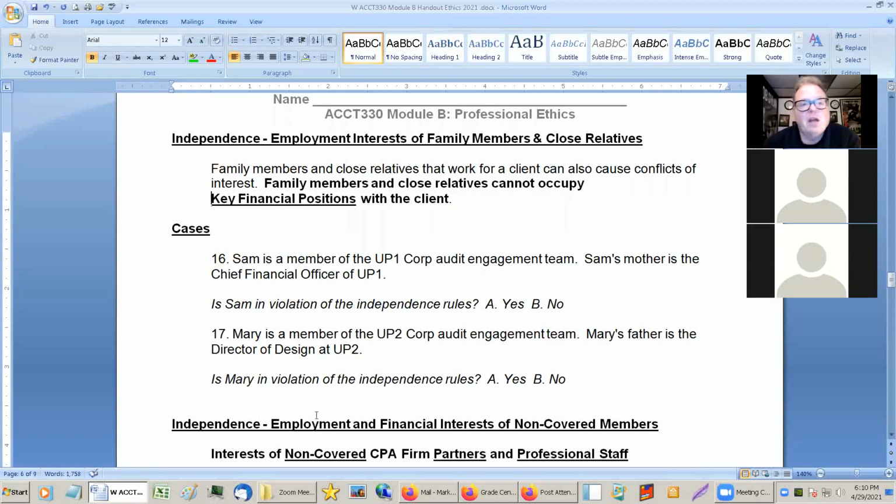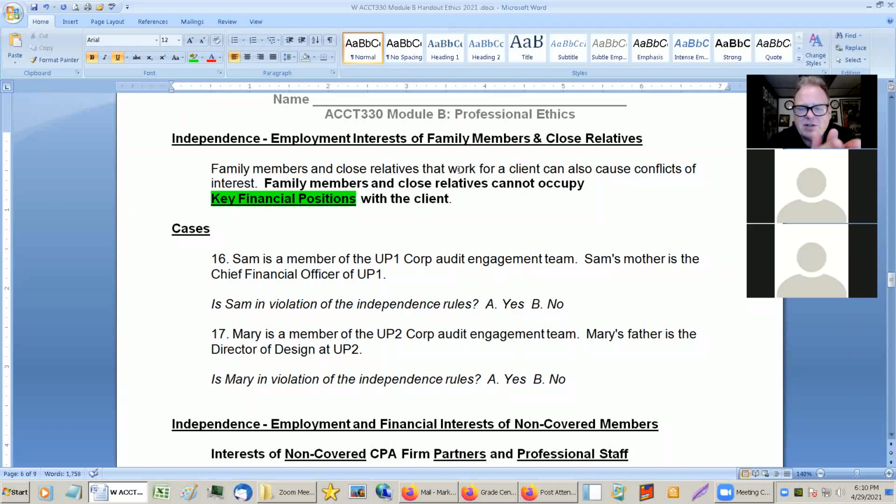So now this is an important distinction: key financial positions. In the past, the wording was just key positions. This is for all clients, whether they're publicly traded or not. If they were in a key position, it maybe had nothing to do with finance; it could be director of marketing or something like that. Recently, they've altered it a little bit to say it has to be financial. It has to be somebody who has an impact on the financial statements.